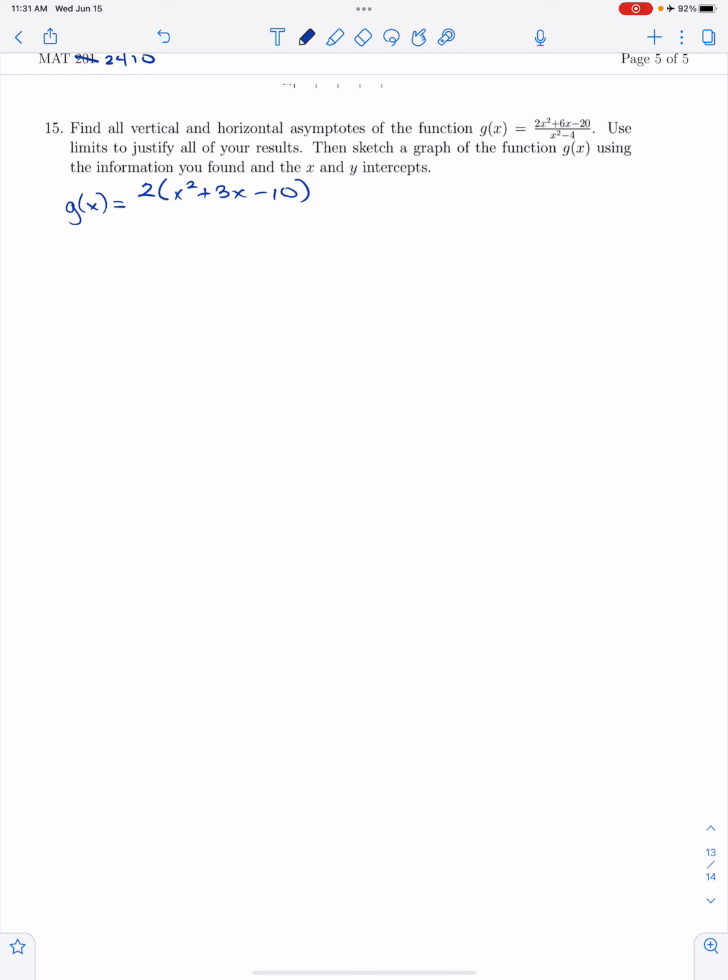Factor 2 out of everything in the numerator. Denominator factors into x minus 2, x plus 2. So my numerator, the only way to get x squared is x times x. 10 is 2 times 5, and those are 3 apart. So there's my 2 and my 5. I end up with a positive 3x, so this is plus 5 minus 2 over x minus 2, x plus 2.